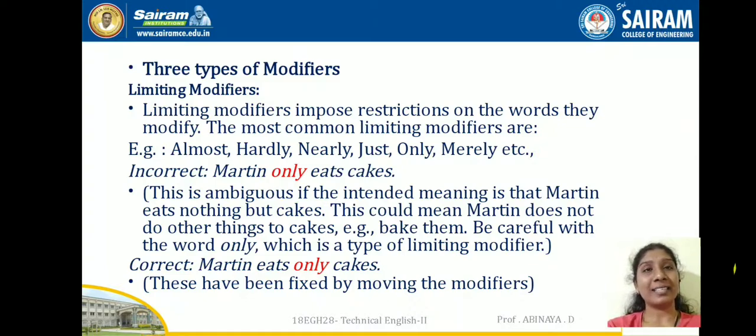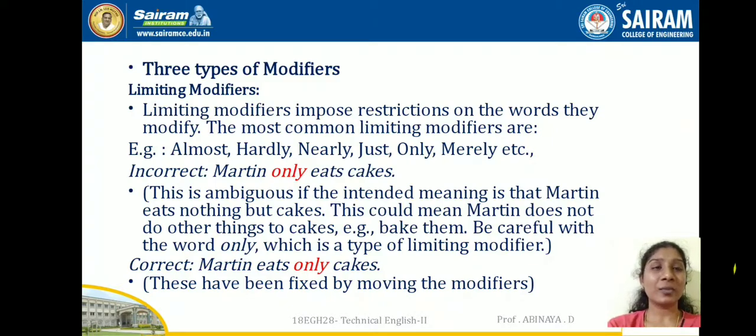See the example, Martin only eats cakes. That "only" is one word, but here it leads to multiple interpretations. It is actually an ambiguous statement. Martin only eats cakes. Whether only Martin is eating cake, or all his friends are eating cake, or his brother is eating cake, or anything. That is one interpretation that may come. And one more interpretation is Martin only eats cake. He is not touching anything. He is not touching the cake, he is not seeing the cake, he is not baking the cake, he is just eating the cake, right?